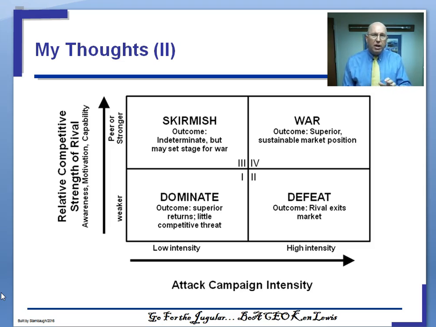So I think it bears asking yourself, what is a company trying to do as it does its competitive attacks? I think most of the time we're operating over on the left-hand side of the chart. We're skirmishing, which is near peers, kind of just duking it out, but nobody getting too serious, or it's just dominating, just keeping your thumb on the company just enough so that they can never get up.